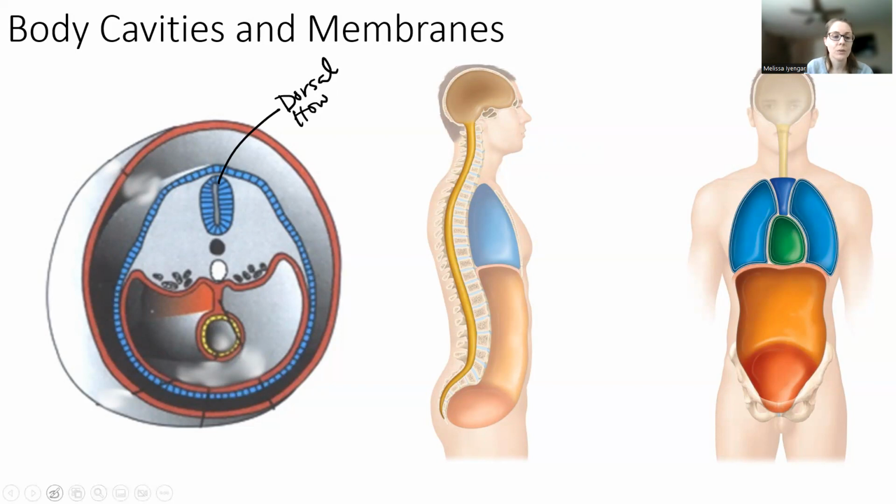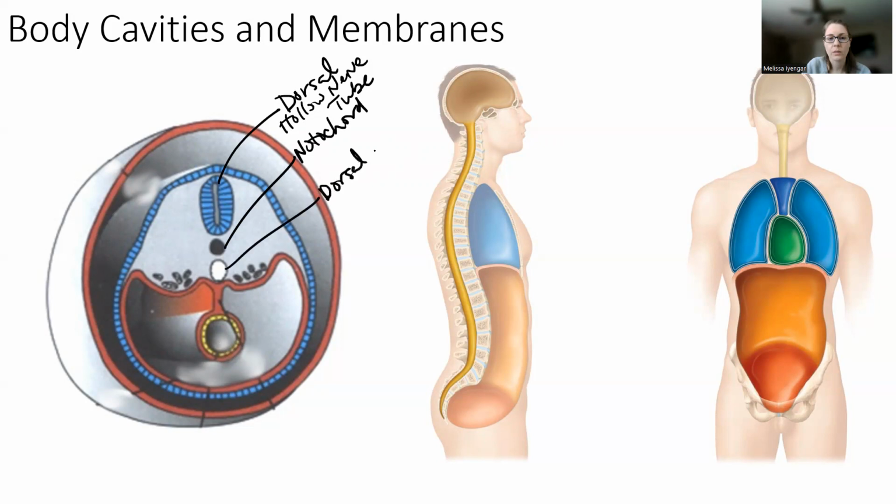Then we're going to have the notochord, the dorsal aorta, and the gut tube. This semester, I mean, they're all kind of important, but remember the notochord is going to create the intervertebral disc. Then we're going to have the dorsal aorta. The dorsal aorta is going to create the aorta. Then we're going to have the gut tube.